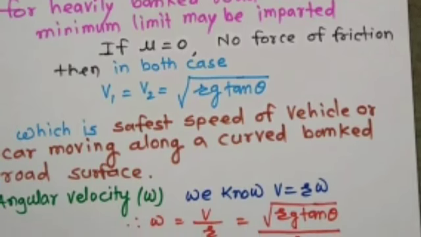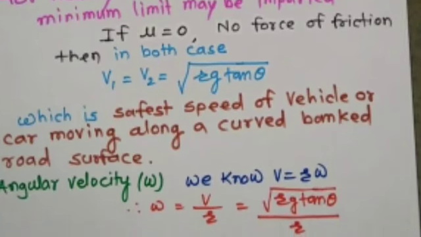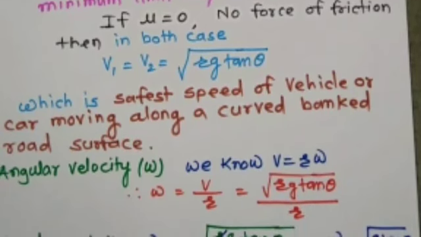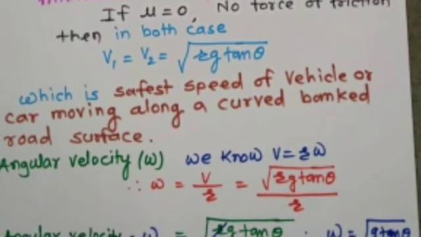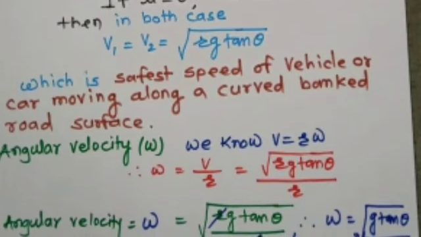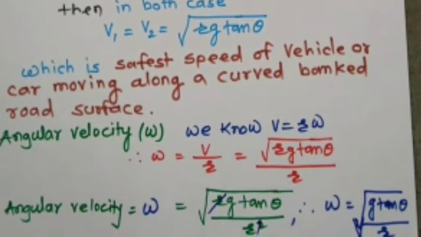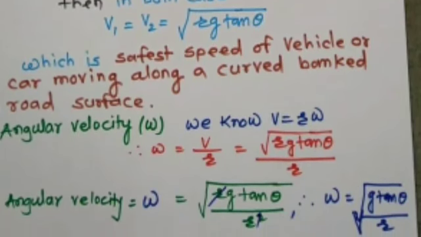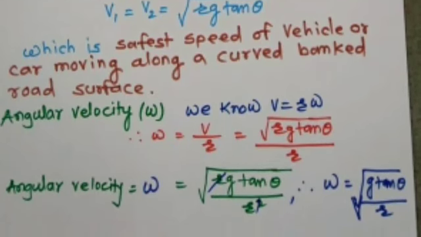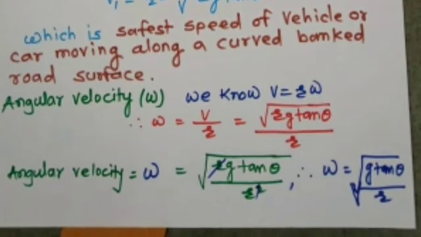So we can find out angular velocity. We know angular velocity omega. We know v equal to r omega. So omega equal to v upon r, which is equal to square root of rg tan theta divided by r. If r can be taken in square root, so here omega is equal to square root of rg tan theta upon r square. r r get cancelled. So omega is equal to square root of g tan theta upon r.